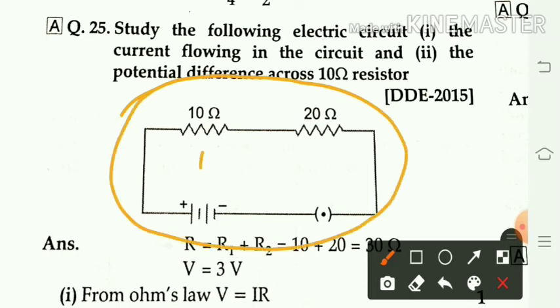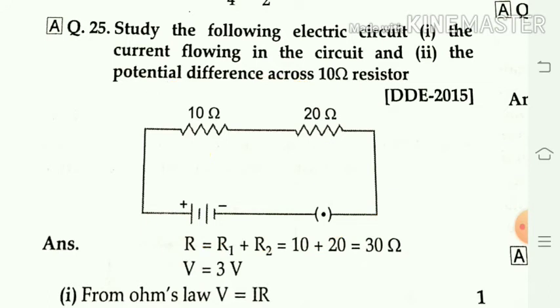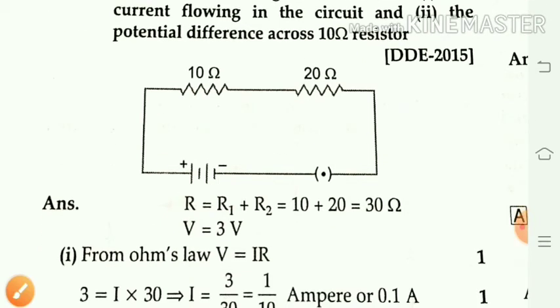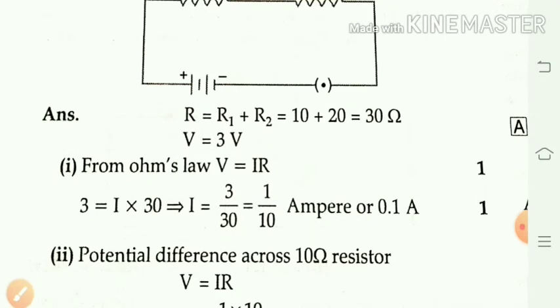In this diagram, R1 and R2 are 10 ohm and 20 ohm respectively. Then the total resistance, which is connected in series, can be written as R1 plus R2. Therefore, its value becomes equal to 10 plus 20, that is 30 ohm. In this, we have to calculate the current flowing in the circuit and the potential difference across the 10 ohm resistor. The voltage given in this circuit is 3 volt.